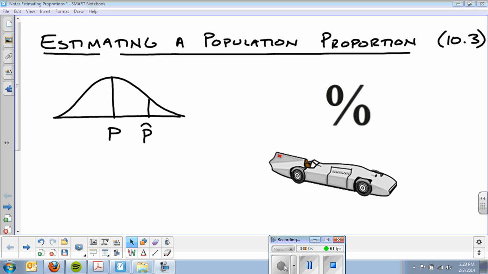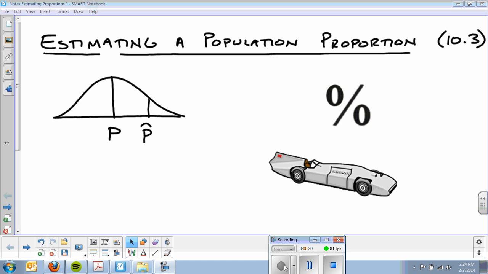Here's a lesson on estimating a population proportion. That's chapter 10.3 in your book. And in this video, I'll show you how to calculate a confidence interval for proportion-style questions. Some examples of proportion-style questions would be, let's say we wanted to estimate the true proportion of students who drive to school, or the true proportion of students that have a job, and things of that nature.